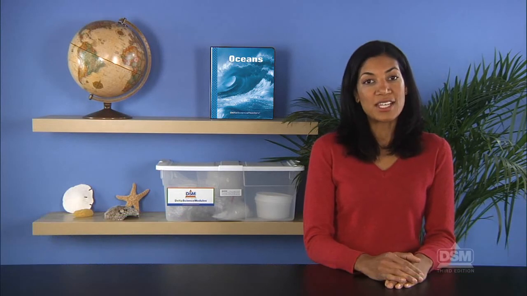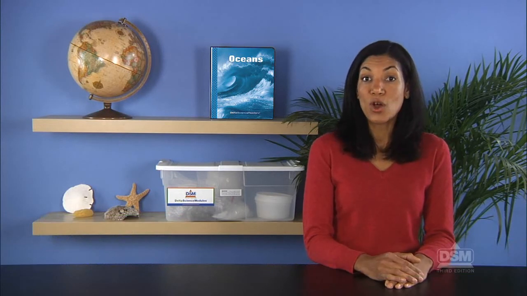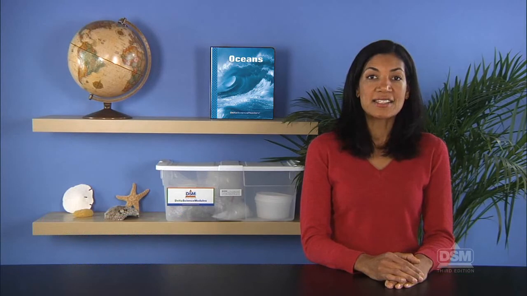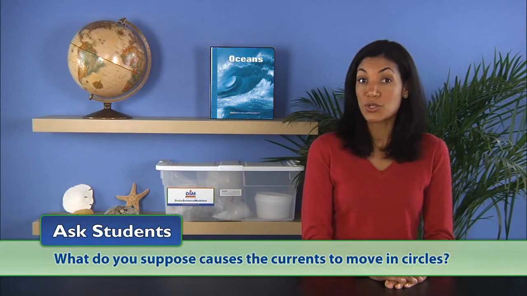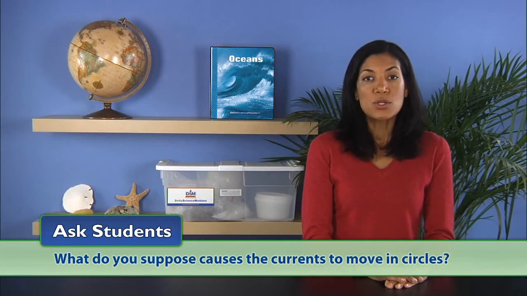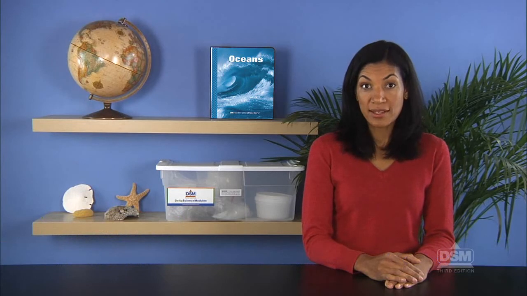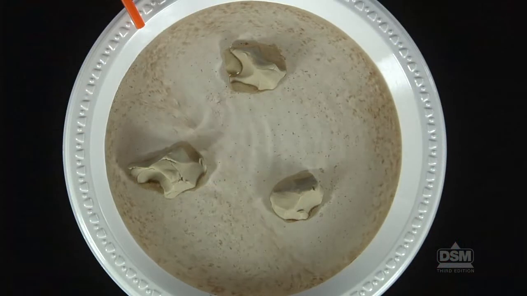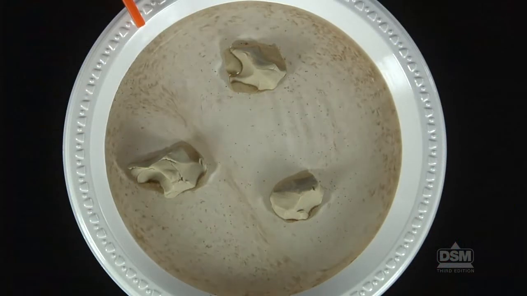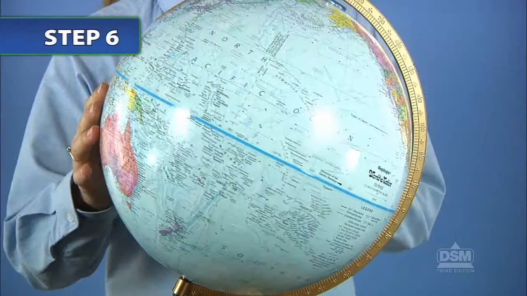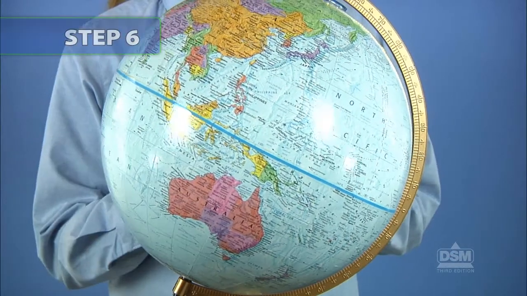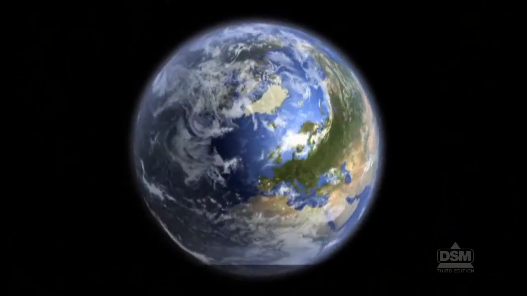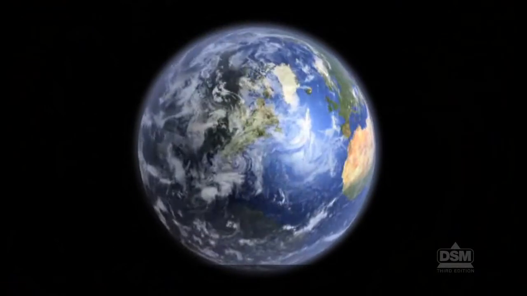Help students understand that the currents seem to move in large circles. Then ask, what do you think causes the currents to move in circles? Students should recall from Session 1 that prevailing winds and bumping into continents or other landforms causes currents to change direction. Hold up a globe and slowly turn it from west to east. Remind students that Earth rotates on its axis.